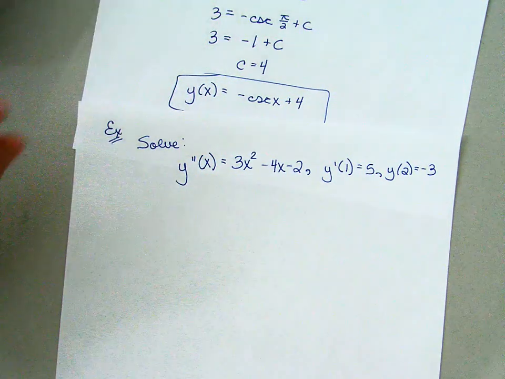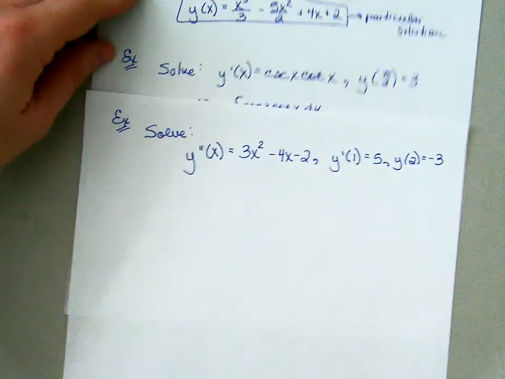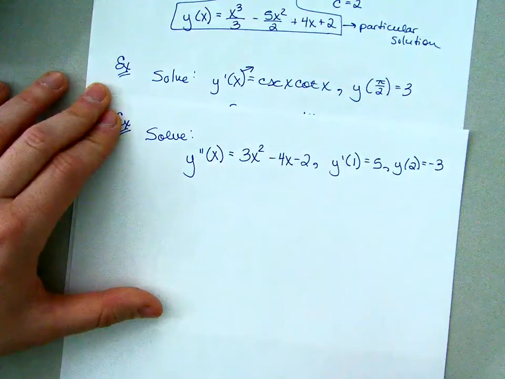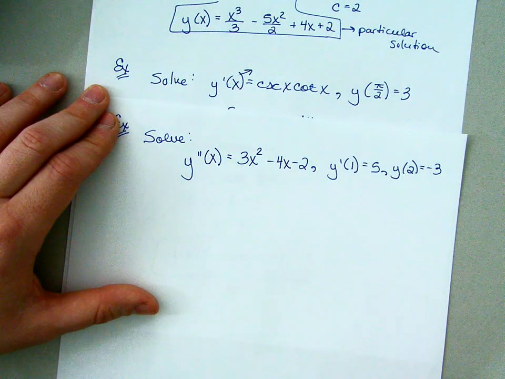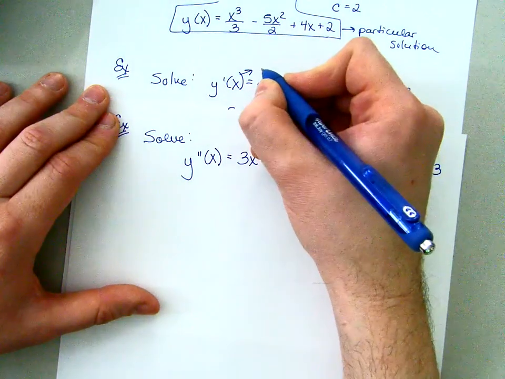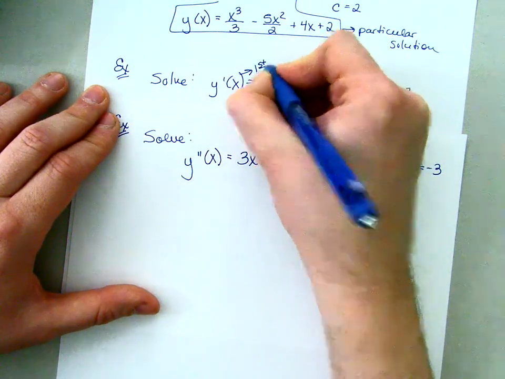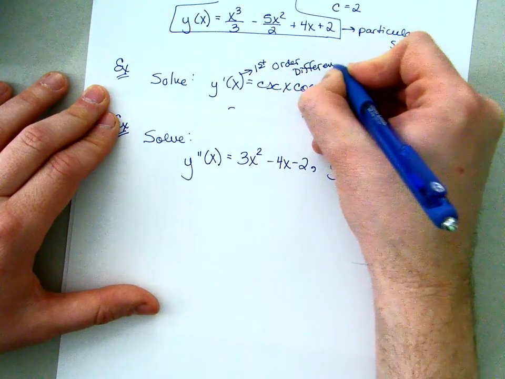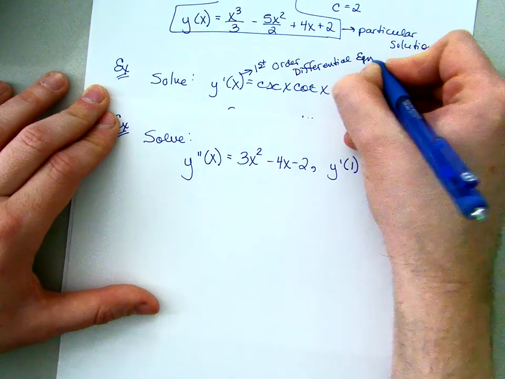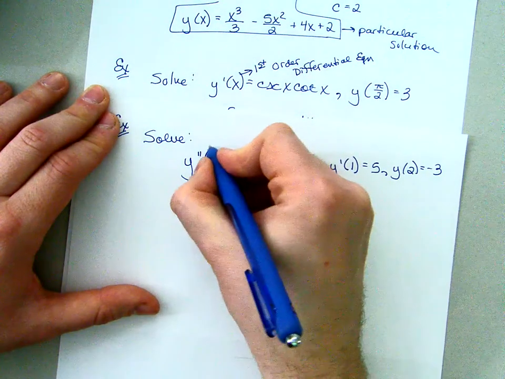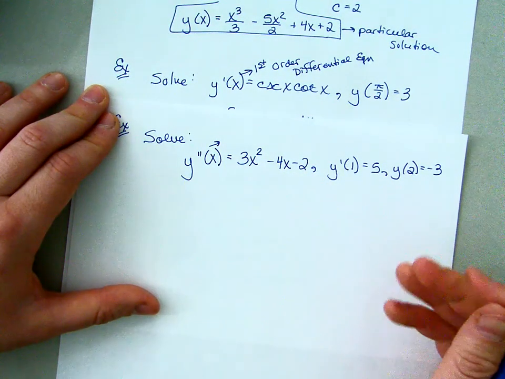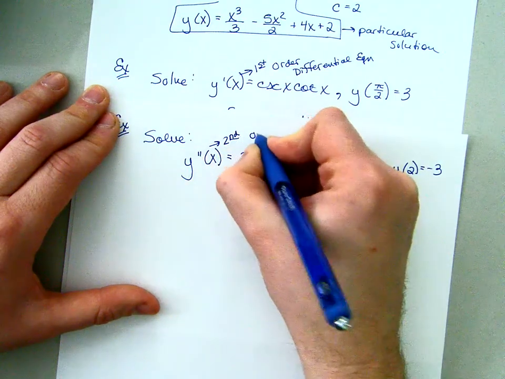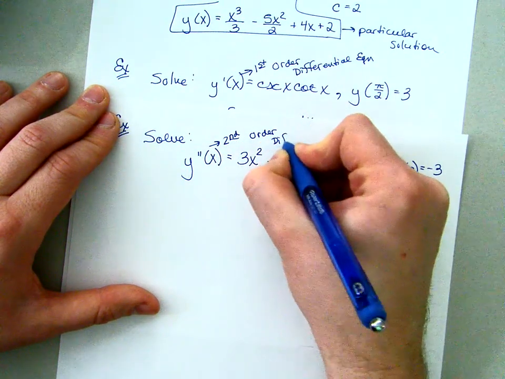Before we go on, there is a little bit of language that I just want to introduce to you. That last problem, y prime of x equals cosecant x cotangent x, we would call a first order differential equation, because it only involves first derivatives. The problem I just gave you that has a second derivative, we're going to call a second order differential equation. Not a difficult name.